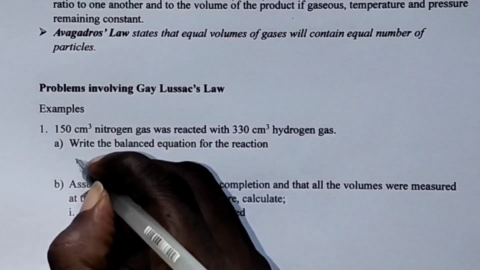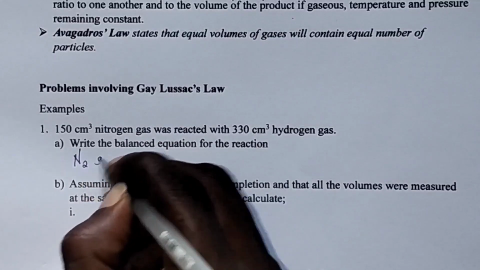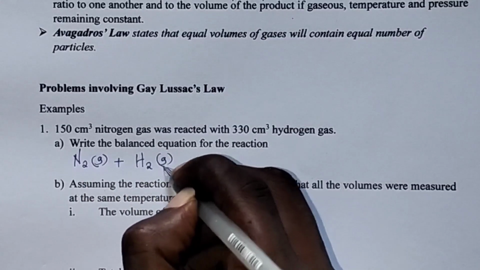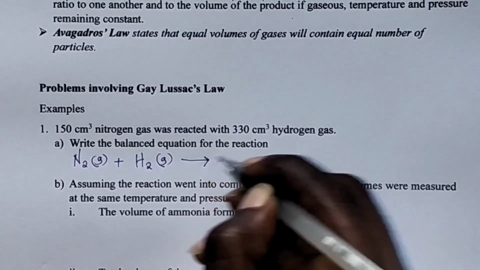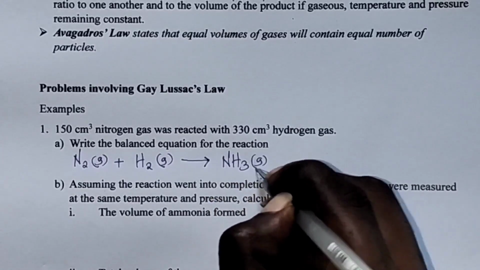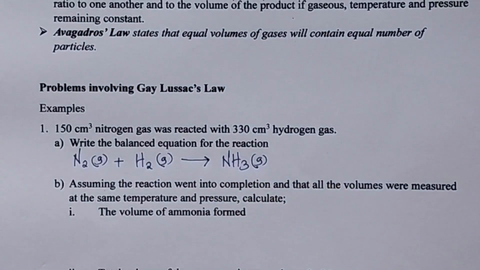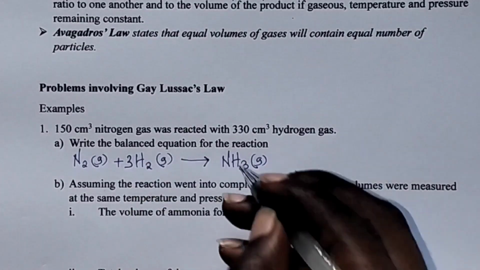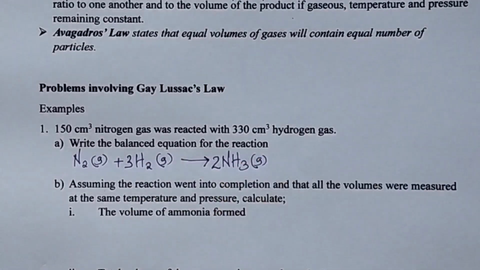Here we have nitrogen gas. Let's write nitrogen gas reacting with hydrogen gas. When nitrogen reacts with hydrogen gas, we get ammonia gas. NH3 is the formula for ammonia gas. Next, let's balance the equation. We have to put 3 here and we have to put 2 here to balance the equation.